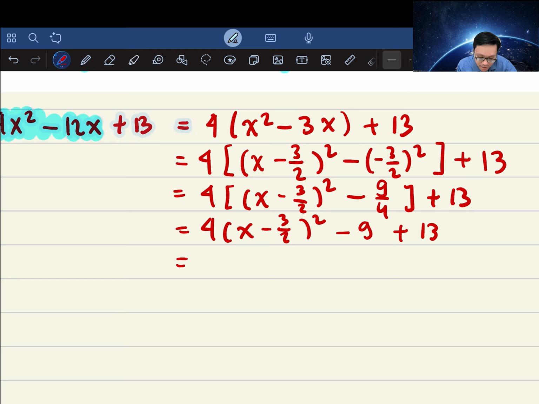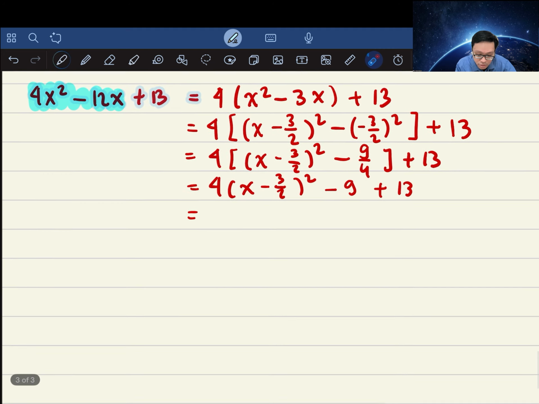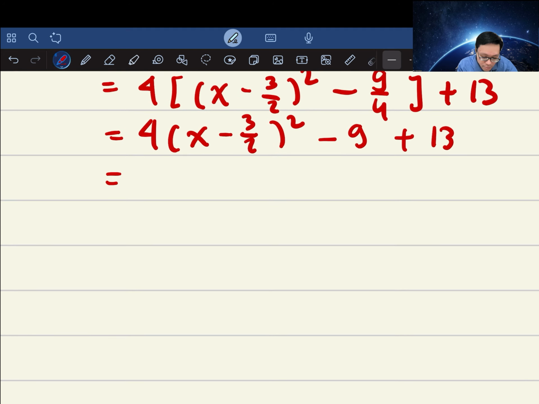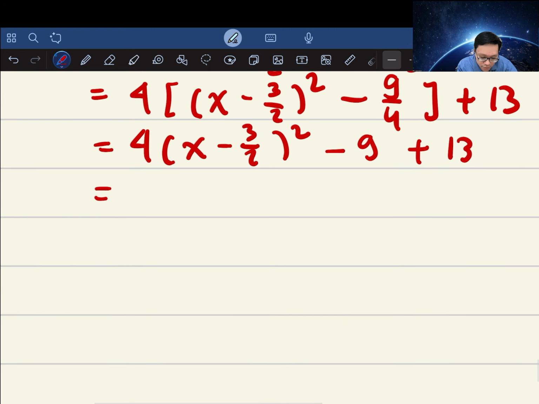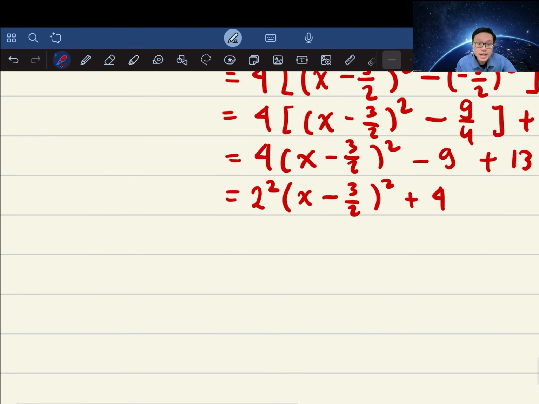Now, the thing is, we don't have 4 outside over here, but instead we have 2 inside, 2x. This is x. So how do we change it into that form? 4, basically we can write it as 2 squared. And we have x minus 3 over 2 squared, and then plus 4. And then we use the indices rules.